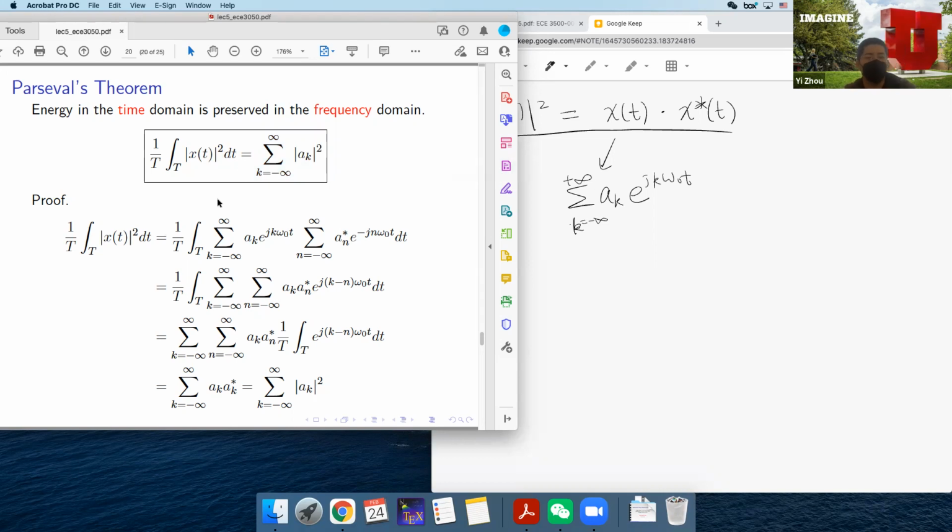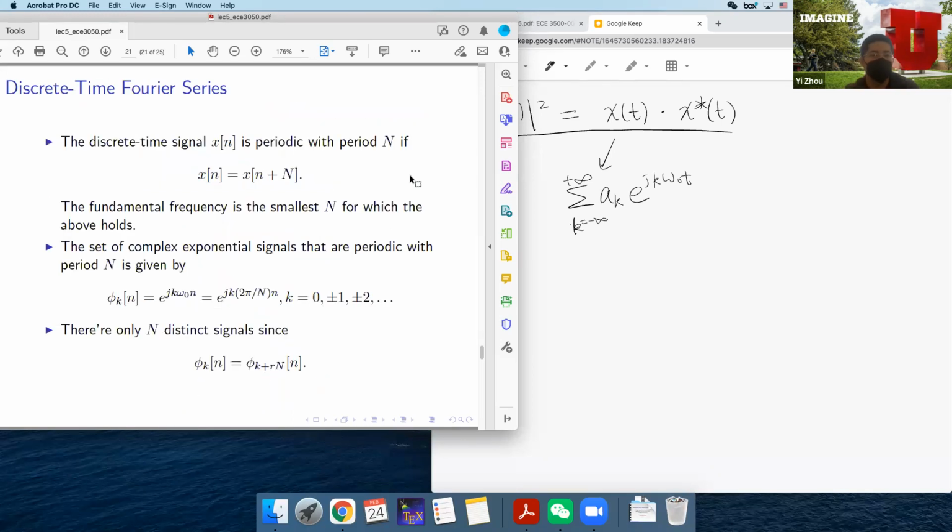And in homework 5, you will need to utilize this Parseval theorem to smartly compute a summation series. We can briefly talk about that later. Okay, so this finishes the Fourier series part for continuous time signals.